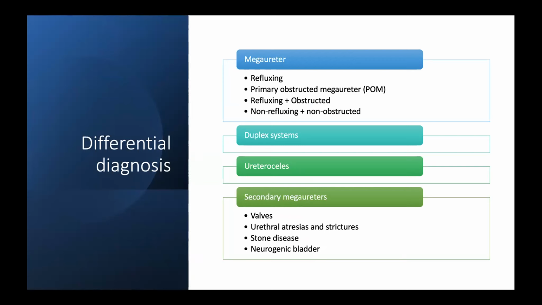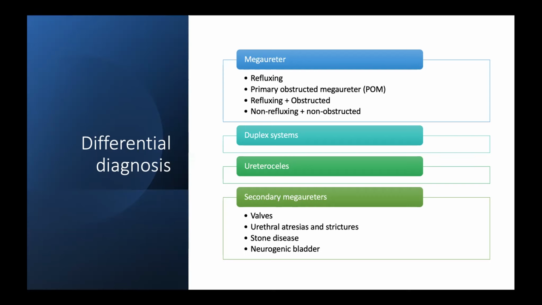So megaureter really just refers to an enlarged, dilated hydroureter, basically. And as I said before, technically, it should be more than 0.7 centimeters distally. So these can be due to reflux purely, so dilating reflux. They can be due to a primary obstructed megaureter, and I'll discuss that in a bit.